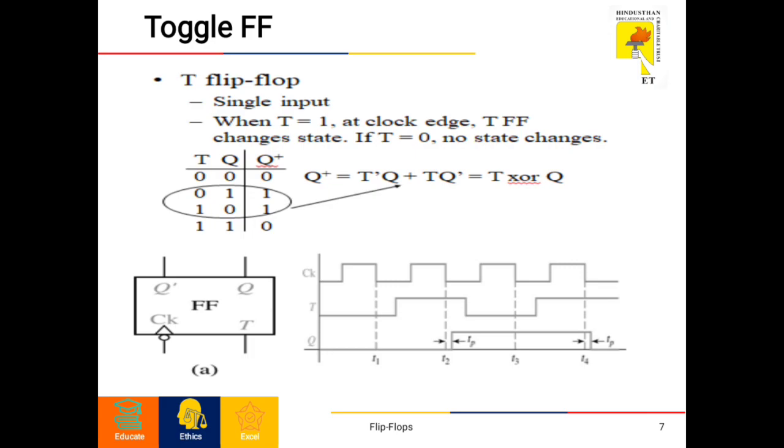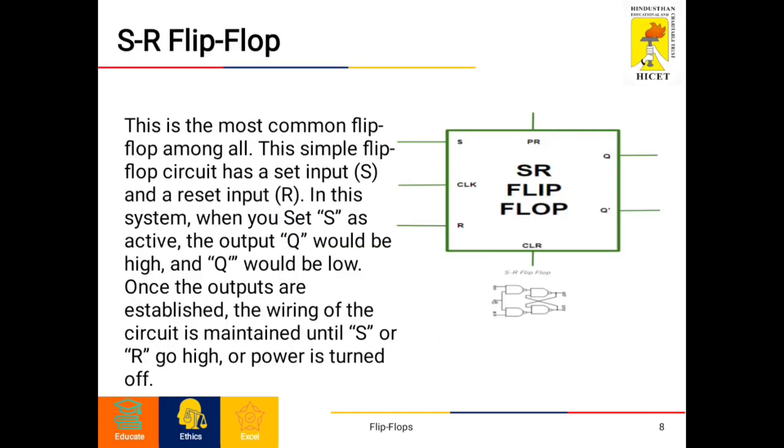A T flip-flop has only a single input. When T is equal to 1 at the clock edge, the toggle flip-flop changes its state, and if T is equal to 0, there will be no change in the state. Next, the truth table: T is 0, Q is 0; T is 0, Q is 1; T is 1, Q is 0; and T is 1, Q is 1. For T equal to 0 the output will remain the same. The outputs are 0, 1, 1, 0. The next state Q is equal to T bar Q plus T Q bar, that is equal to T XOR Q.